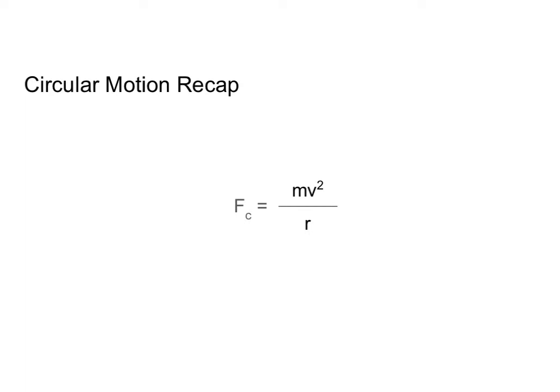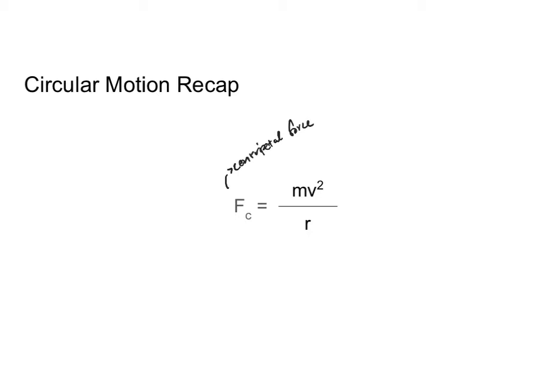So we're going to start by reviewing circular motion. And specifically, what I would like to review is the equation for centripetal force. So remember, centripetal force is any force that keeps an object moving in a circular path. So we talked about the centripetal force of gravity and how that keeps the Earth moving around the sun. Now we're going to talk about how electricity can also be a centripetal force.